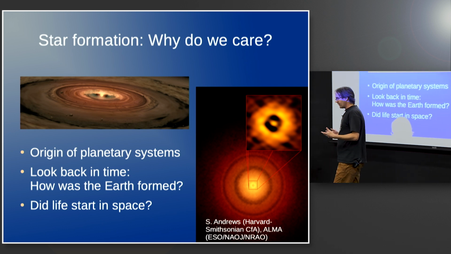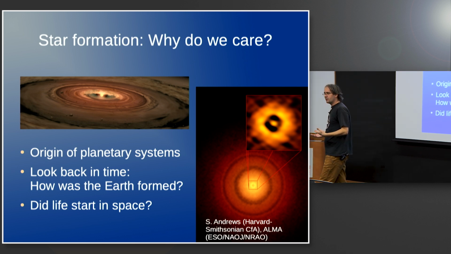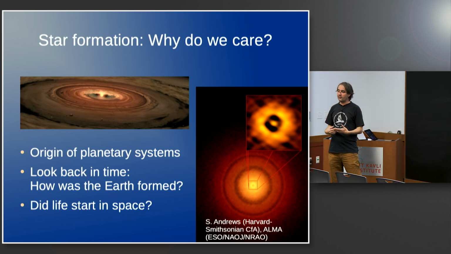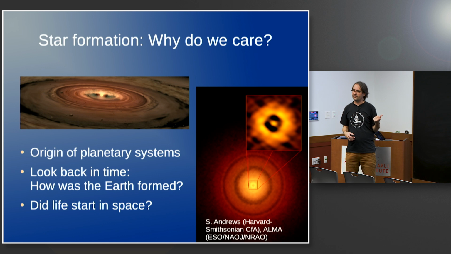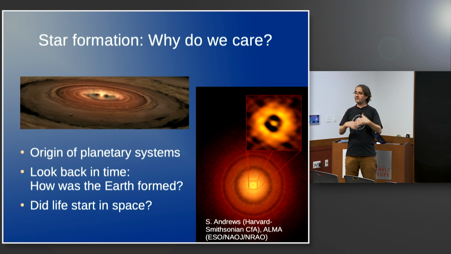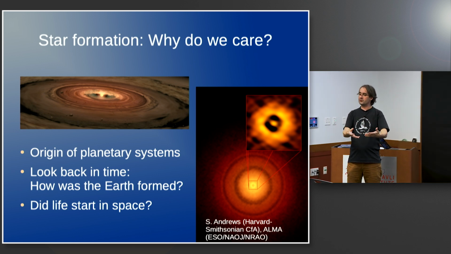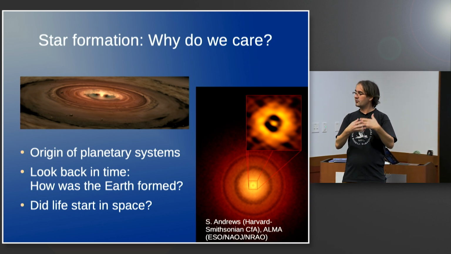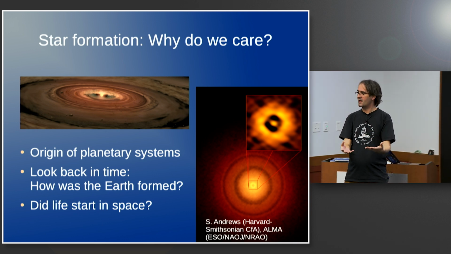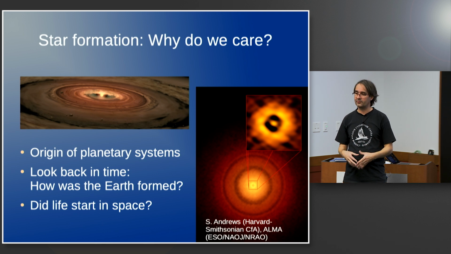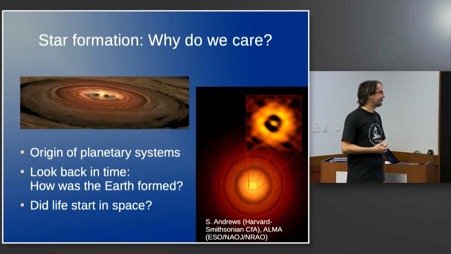We can also interpret that as going back in time, because we can't see today how our Earth was formed, because that was 5 billion years ago. But we can take a telescope and look at stellar systems where Earth-like planets are forming today. And so looking at those systems helps us understand what the conditions were when the Earth was formed and how potentially life on Earth started and things like that.